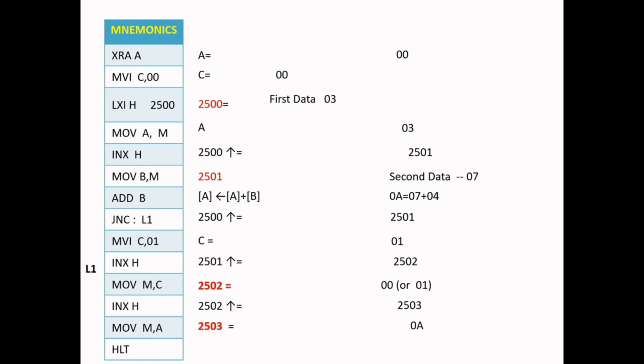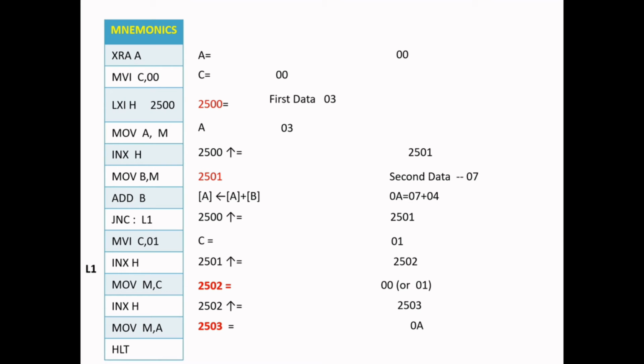Next one, LXI H, 2500. LXI H 2500 is a 3-byte instruction and we are going to store the first data as 03, so 2500 will hold the first data 03. The next instruction is MOV A, M. This instruction executes so that the 03 which is stored in address 2500 will be transferred to the accumulator. Therefore A gets the first number, 03.